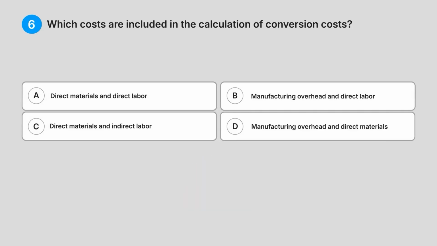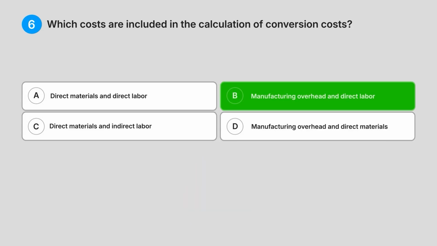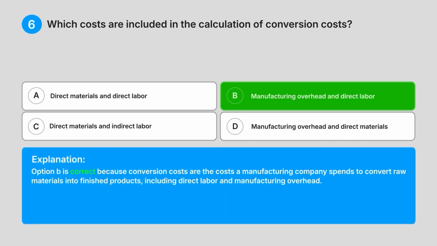Correct answer. B. Manufacturing overhead and direct labour. Explanation. Option B is correct because conversion costs are the costs a manufacturing company spends to convert raw materials into finished products, including direct labour and manufacturing overhead.